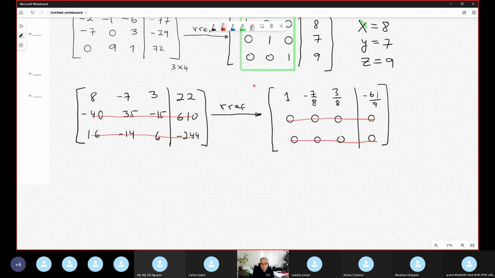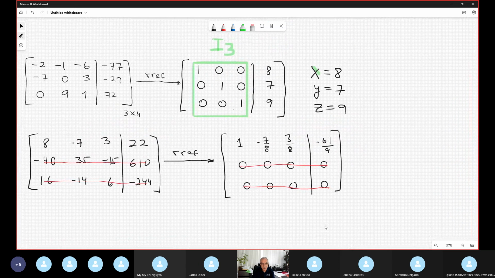Okay. Now, you try to find, similar to this, the identity matrix. But in this case, the only identity matrix I can see is this. It's identity matrix dimension 1. And the rest is a free variable. So we have 2 free variables, actually.